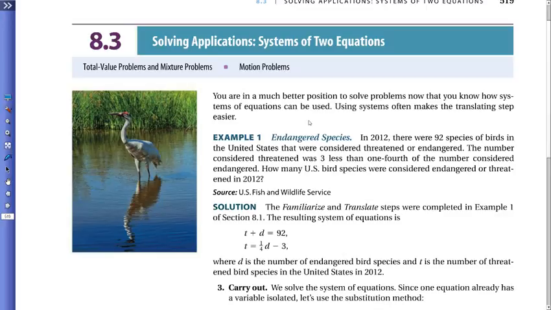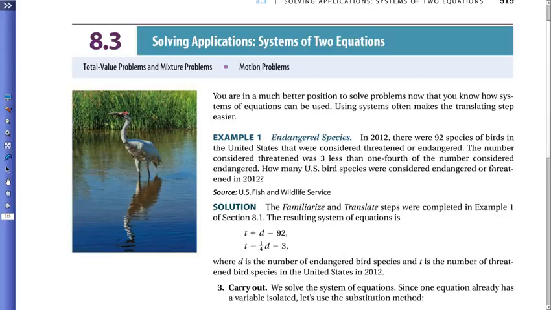They say, hey, we could translate this into algebraic equations. They defined the variables. T was for threatened and D was for endangered. And a lot of times the easy equation is the one to miss: I don't know how many of each, but they both have to add up to 92. So I get this equation.